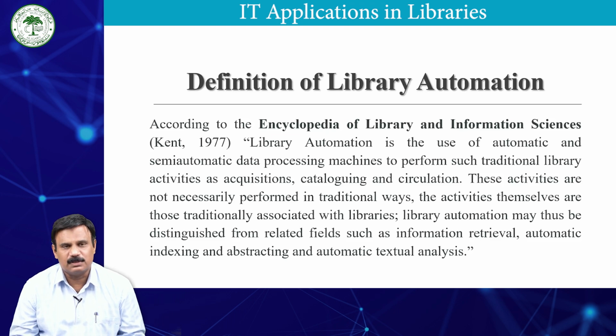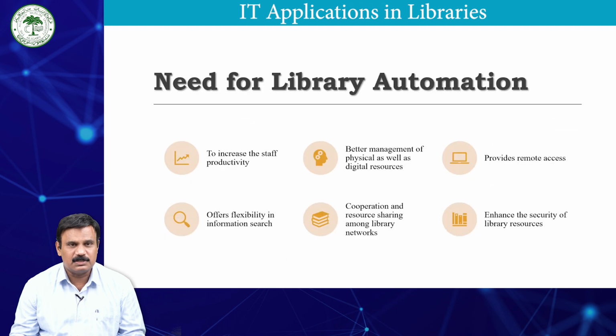So, in this definition, everything is clear, and each and every aspect of library automation has been mentioned in detail, starting from traditional library activities like acquisition, cataloging, circulation. And these activities are not necessarily performed in traditional ways, using some sort of automation methods which can be used for information retrieval or automatic indexing or abstracting. Then we are moving to the next topic.